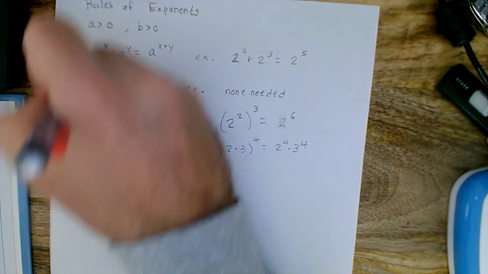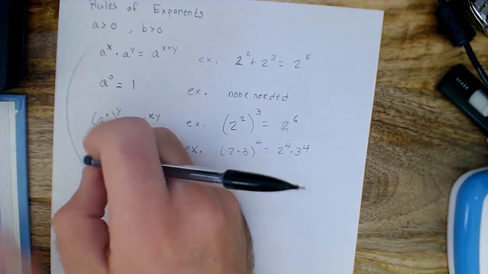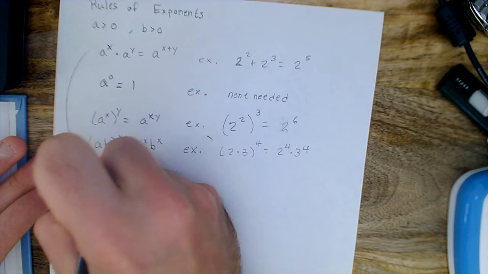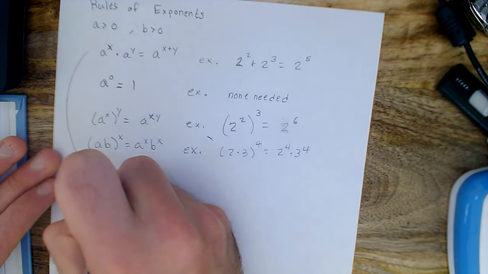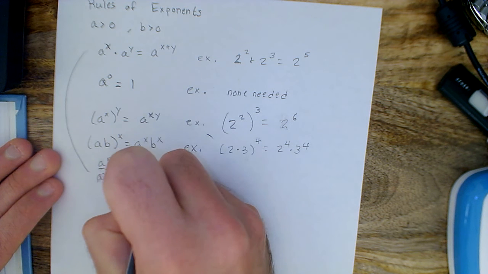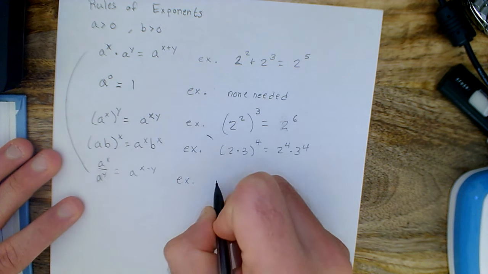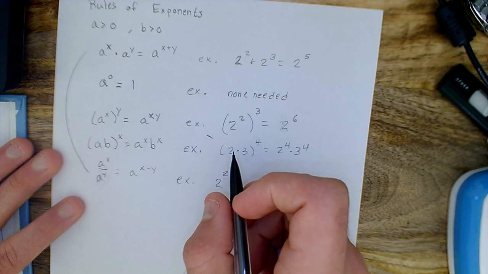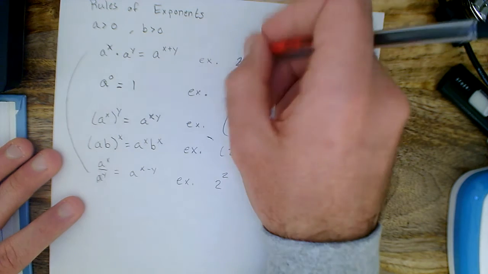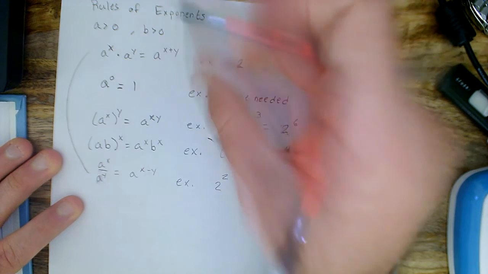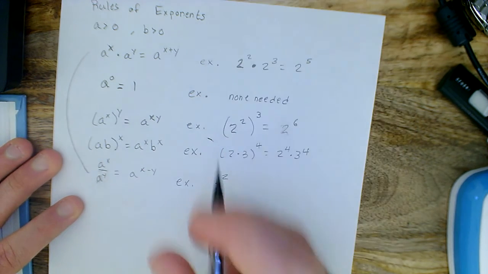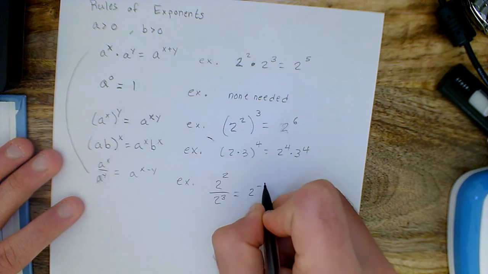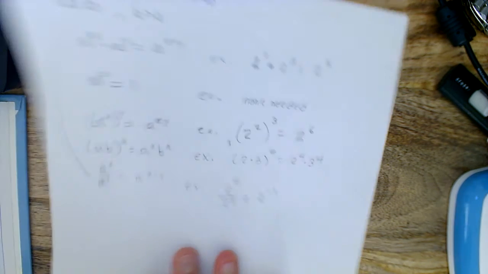So these two kind of go together because it's a to the x divided by a to the y. So this is going to be a to the x minus y. So example, 2 squared. Oh, I messed up here too. This should not be a plus, but it should be a multiplication. 2 squared divided by 2 cubed is equal to 2 to the negative 1. Okay.